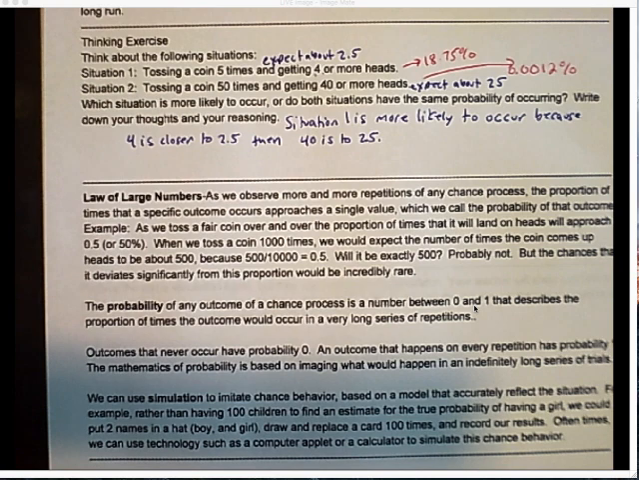As we toss a fair coin over and over, the proportion of times that it will land on heads will approach 0.5 or 50%. When we toss a coin 1,000 times, we would expect the number of times a coin comes up heads to be about 500, because 500 is 50% of 1,000. Now, is it going to be exactly 500? Probably not, but it should be fairly close. The chance that it is far away from 500 is really low.